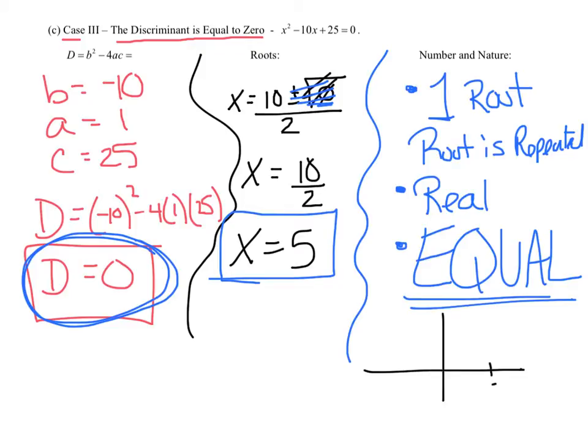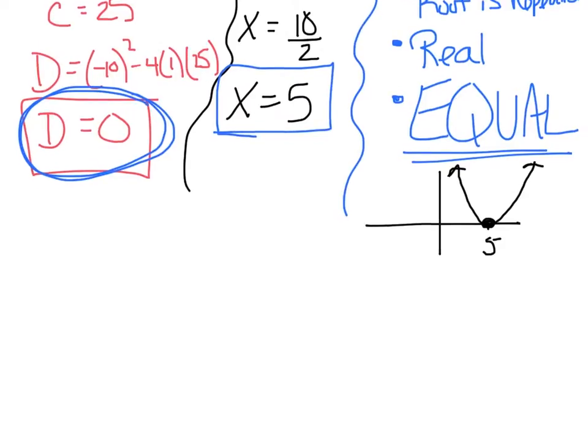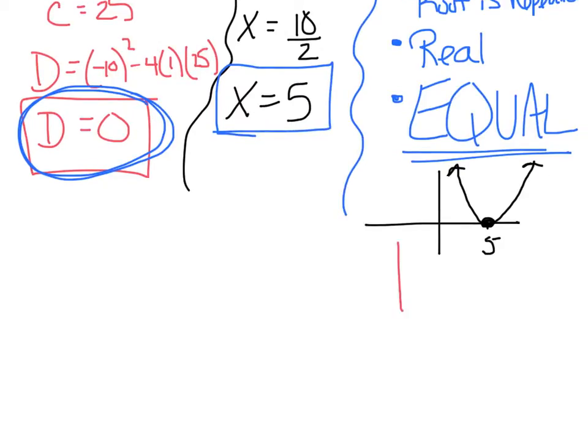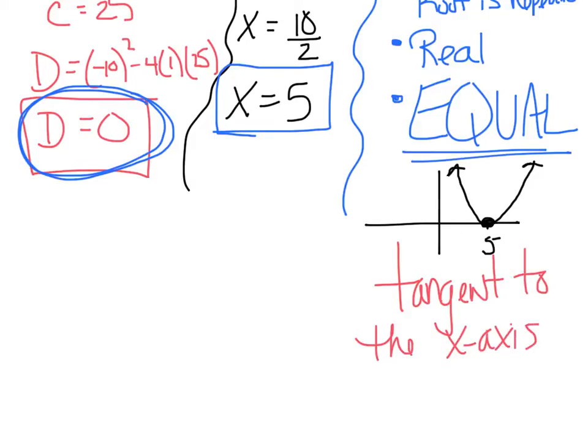So here's what the graph is going to look like. Our root is 5. Okay, it can only hit the x-axis once, and it looks like that. It's basically sitting on the x-axis. And the way we describe that from your good old geometry days is if you touch something once, we call this tangent to the x-axis. All right, if it's touching once, okay, it is tangent to the x-axis. It's just sitting on there.